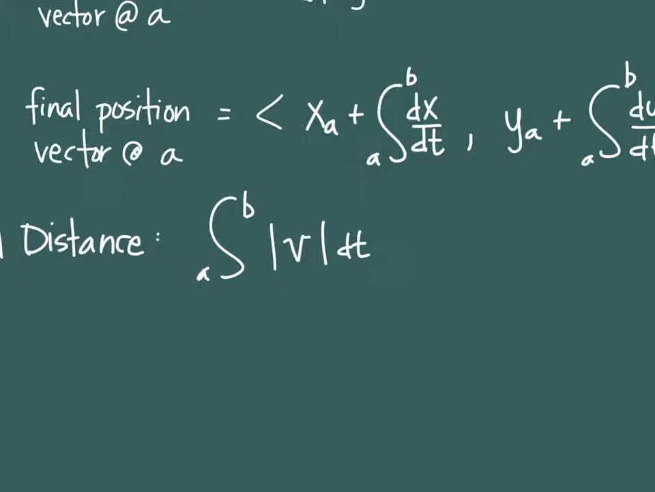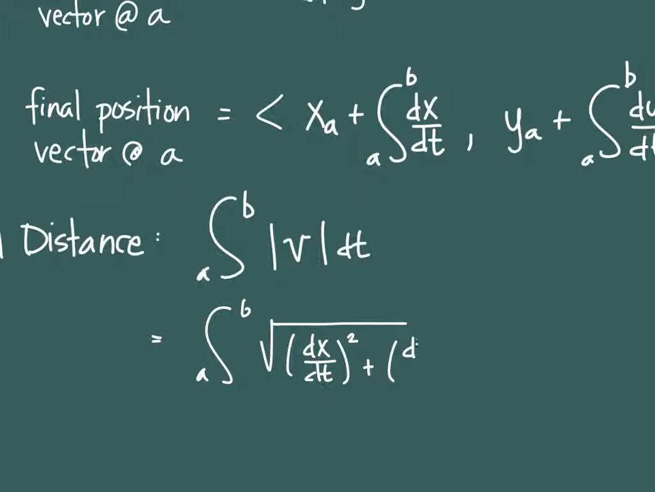And the definition of the absolute value is the magnitude. So this will be the integral of the square root of the components of the velocity vector squared individually. So the square root of the quantity dx/dt squared, plus the quantity dy/dt squared, with respect to time. And since the absolute value of the velocity is the same thing as what we call the magnitude, you're going to do the integral of that to find the total distance traveled over the closed interval from A to B.